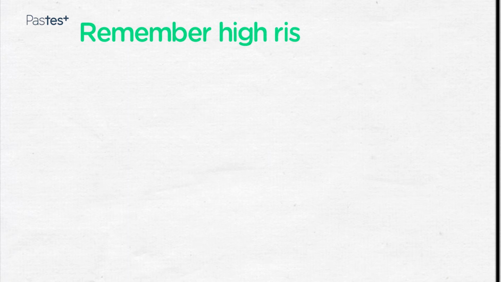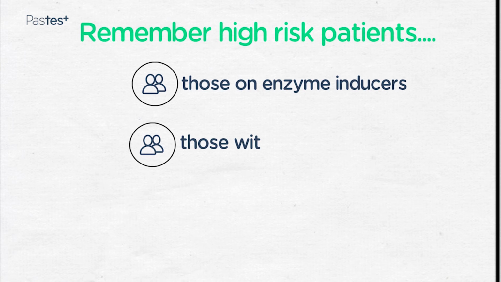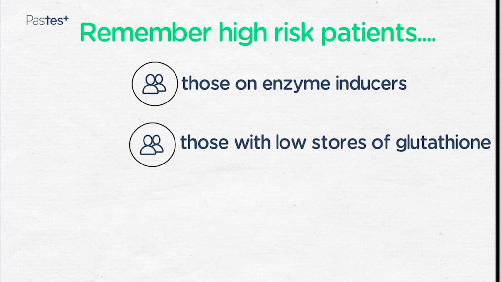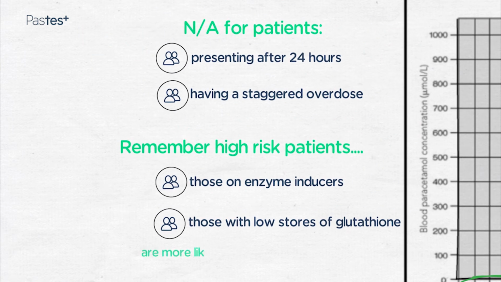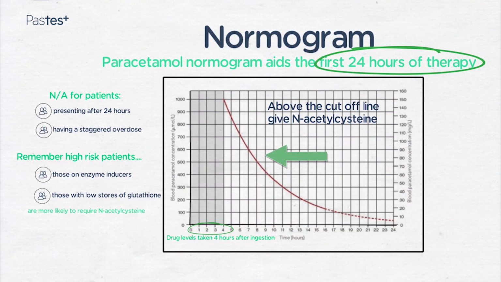Remember that patients who are at high risk are those who are on enzyme inducers, such as carbamazepine, rifampicin, phenytoin, as this induces enzymes to break down paracetamol into the toxic metabolite. Also, those patients with low stores of glutathione, such as malnutrition and HIV. These are more likely to require N-acetylcysteine and will shift this curve to the left, in essence. Although you should be aware that in the past, that left shift was the high-risk line.